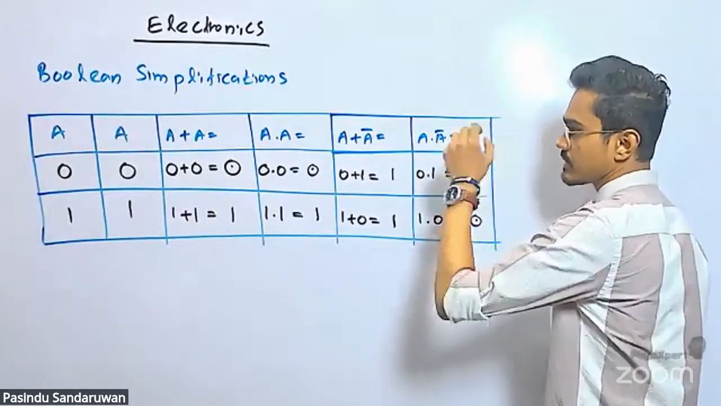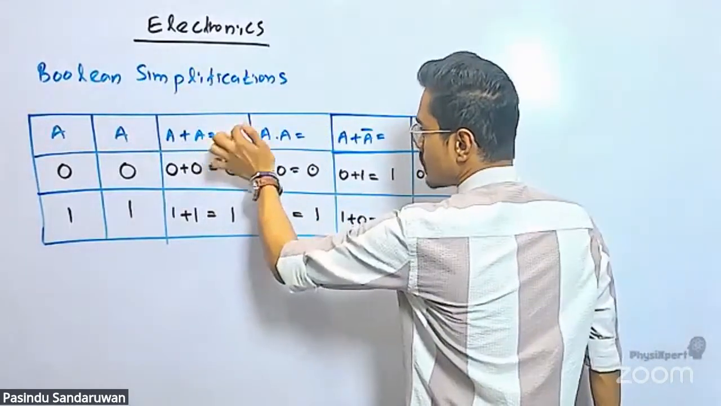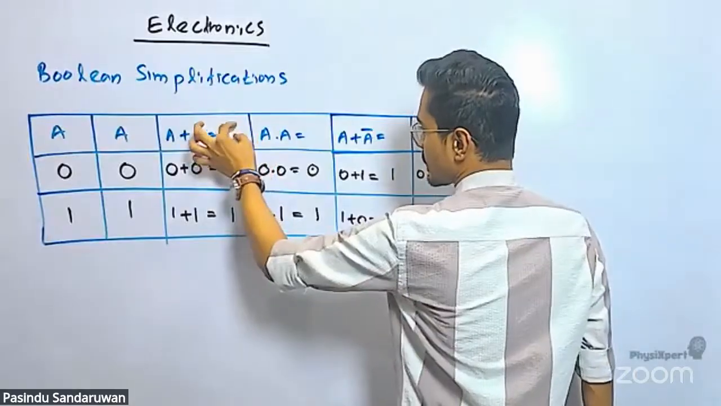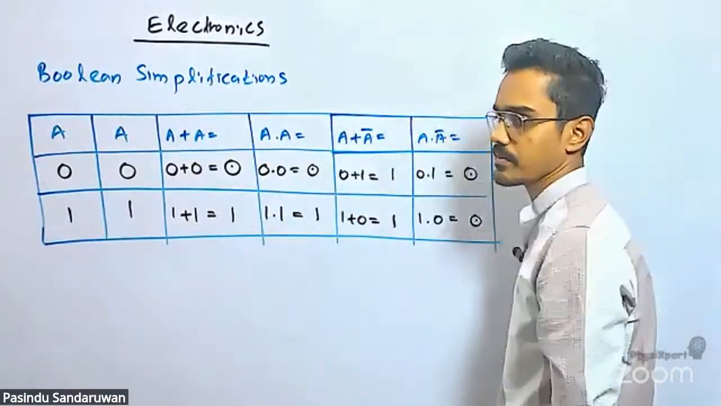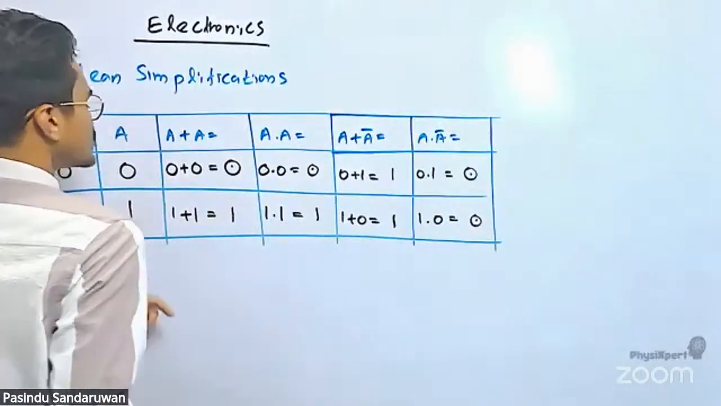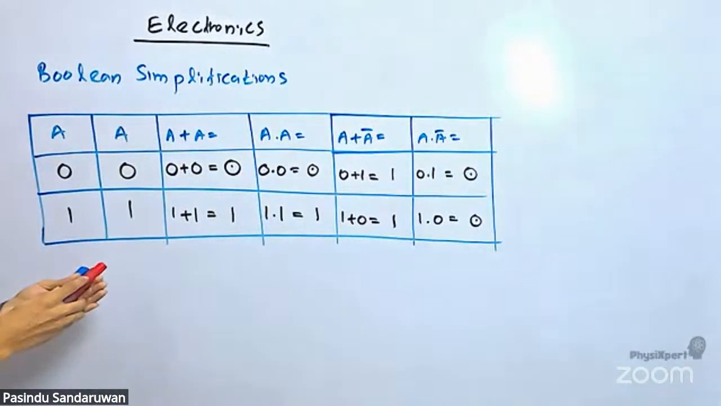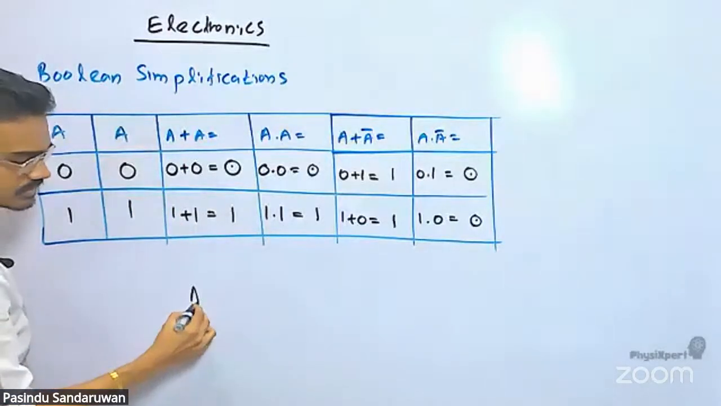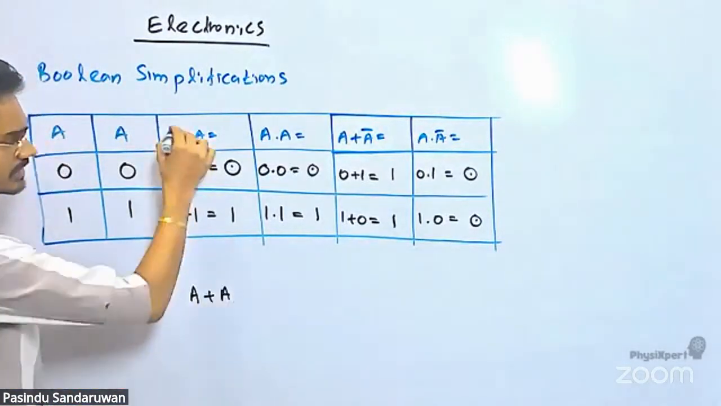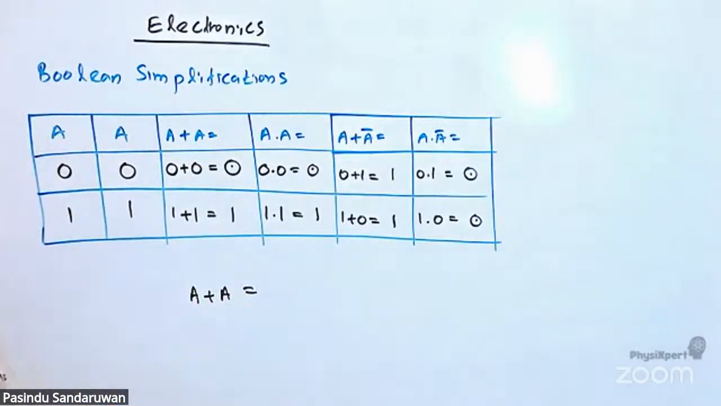Now, using these results, we are going to answer these ones also. Fill these ones also. A plus A, A dot A, A plus A bar. Fill them. I will tell you how to fill one. Say you need to fill A plus A bar. Right. See, you are going to fill A plus A bar. Not A plus A bar, A plus A. You are going to fill A plus A. Right? See what is happening?